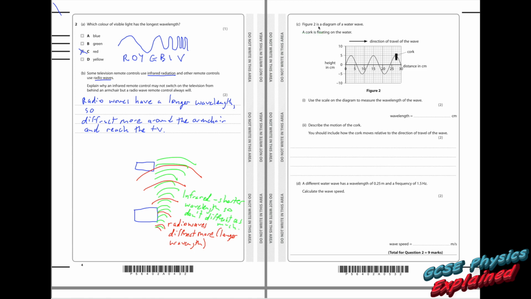Question C. Figure 2 is a diagram of a water wave. A cork is floating on the water. Use the scale on the diagram to measure the wavelength of the wave. So the wavelength is just the length of the wave. We can see that the wave is starting here at a distance of 0, and a complete wavelength goes all the way up, back down the middle, all the way down and back down to the middle. So that length there is 12 centimeters.